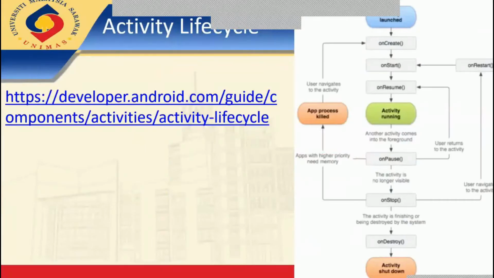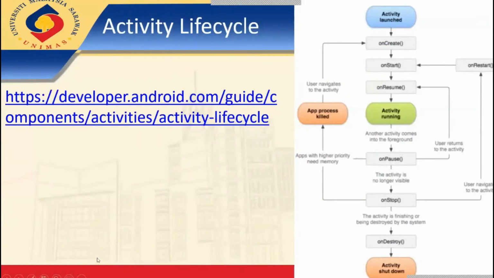Activity life cycle. I have taken this image from the Android documentation, and you can find the link. So what does it mean? Once any screen is launched, it goes through several phases. This is called the activity life cycle, and mostly it is like this. Especially on mobile devices, it is quite common.